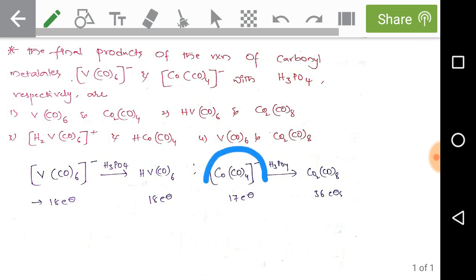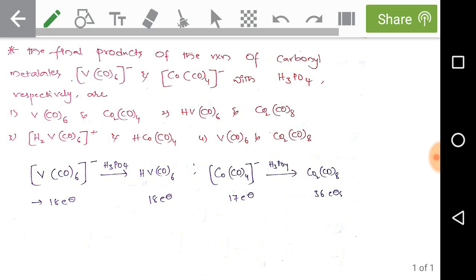Now if you look at the cobalt carbonyl and count the total electrons, it simply equals 17 electrons. Add the extra electron to it, that's why it becomes 17 electrons, and it needs another 1 electron to become stable.